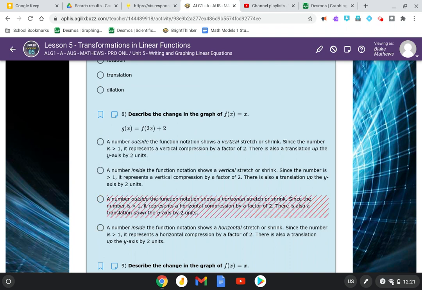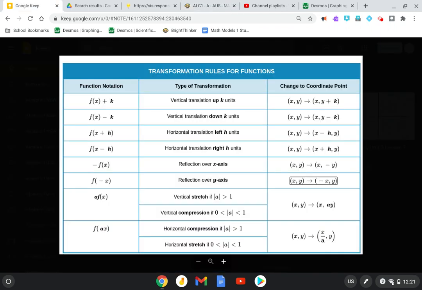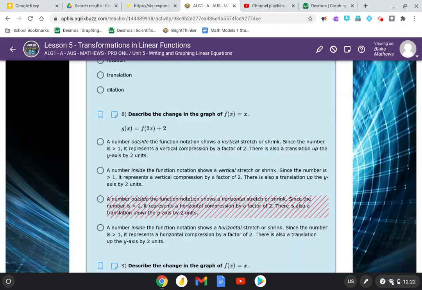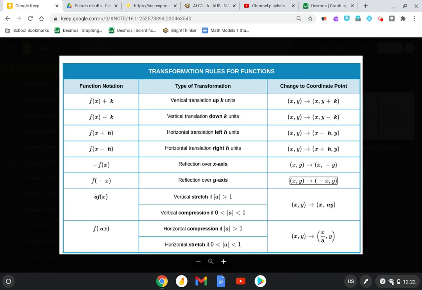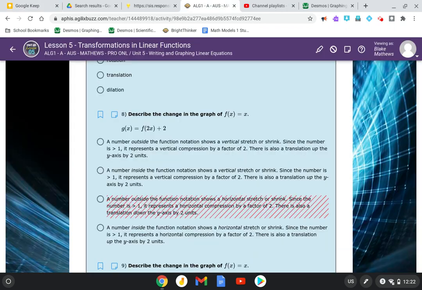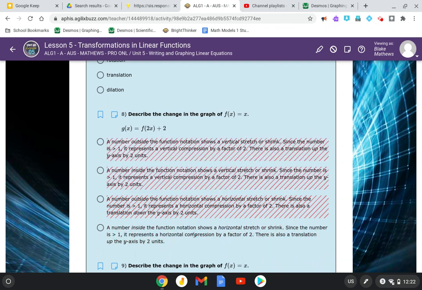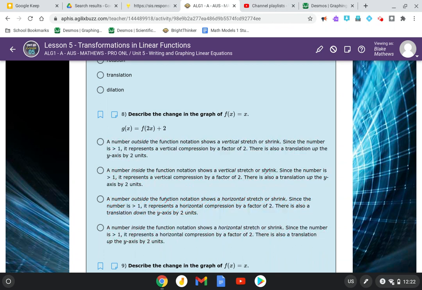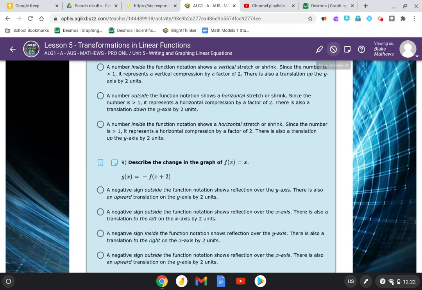All right, now what about this other 2? The 2 is inside with the x. So we go over here, and we see that when the 2 is with the x, if it is greater than 1, it's a compression. So we have a compression by 2. And what kind of compression is it? It's a horizontal compression. So vertical, nope, horizontal stretch or shrink, horizontal compression by a factor of 2. So we know that answer choice D is the correct answer. All right, so that's how you're going to do these. You just need to use process of elimination to go through and answer those that way.